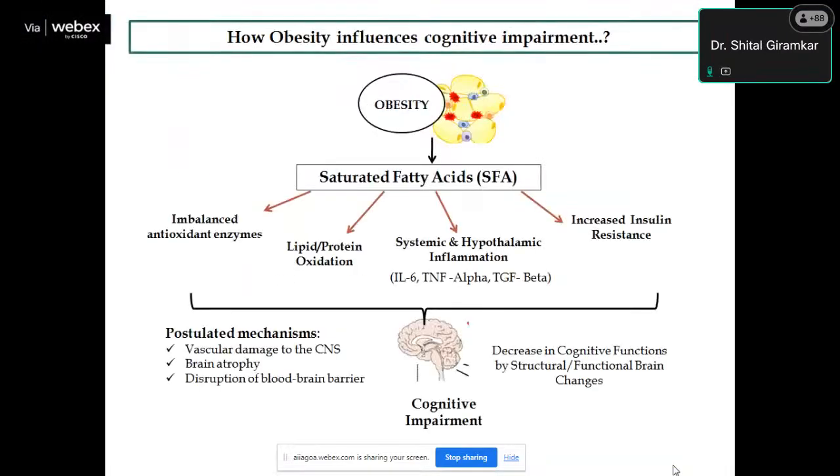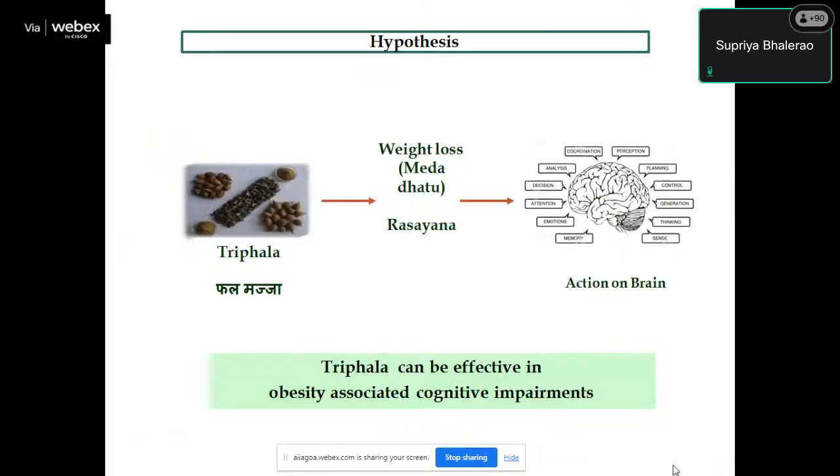Okay, so I'm starting, ma'am. So let us understand how obesity influences cognitive impairment. As we all know, in obesity. This slide was audible. Go to next slide.